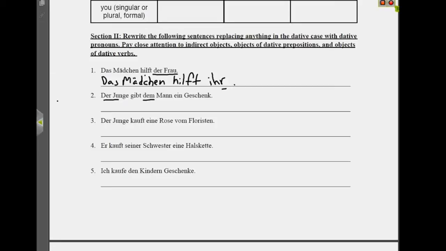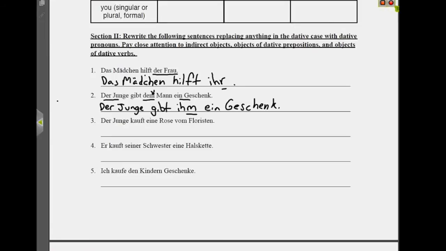What's being given is the direct object, ein Geschenk, and the indirect object is what's receiving the Geschenk, which in this case is dem Mann. So we leave everything else alone. Der Junge gibt ihm ein Geschenk. The boy gives him a gift. Now notice that we have here dem, which has an M at the end of it, and our pronoun also has an M at the end of it.